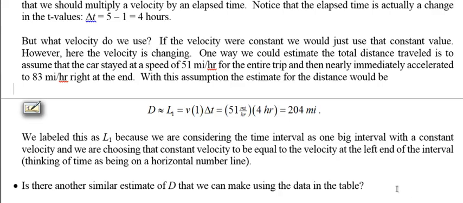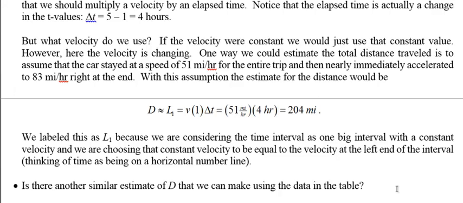Well, here's a good estimate right here. The distance could be something I'm going to call L1, which is the velocity at 1 times the change in time, so that's 51 miles per hour. We assume it stayed that for the full 4 hours. That gives us a total of 204 miles driven.